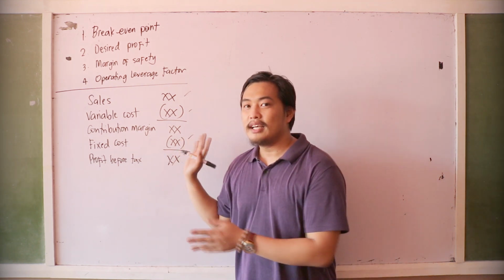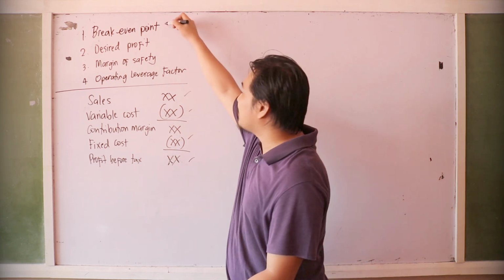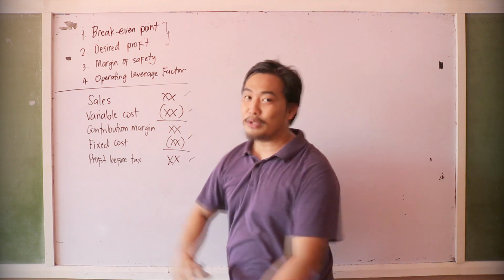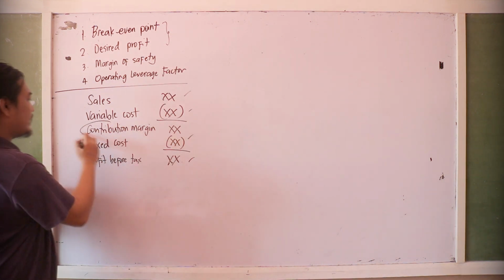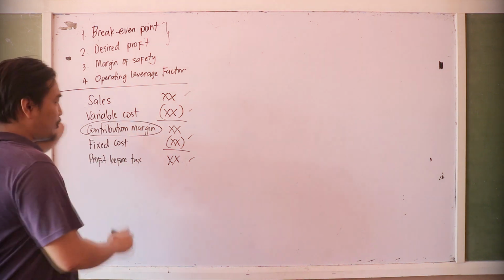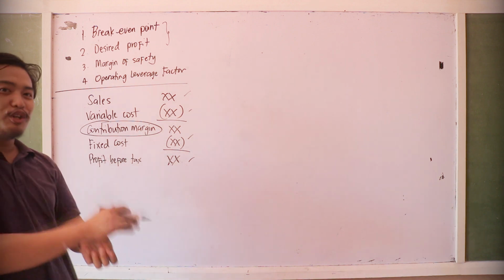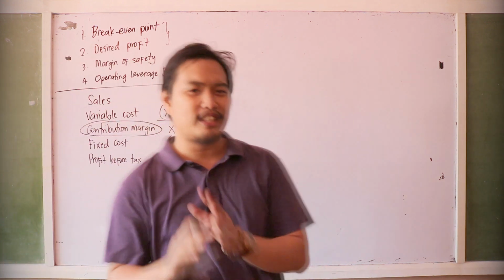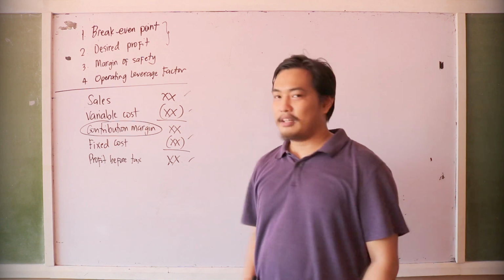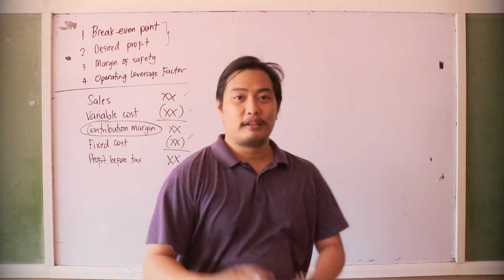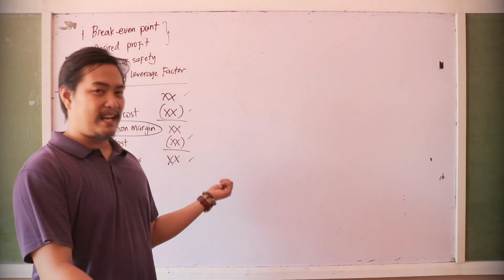So ito talaga yung gagamitin natin. We will be using this contribution margin income statement format very heavily sa pag-solve natin, lalong-lalo na dito sa unang dalawa, sa break-even point at sa desired profit. So, ang highlight dito is yung contribution margin. Among the items listed here, siya yung wala dun sa cost, volume, and profit, di ba? So, sa title ng lesson, meron tayong cost, volume, and profit. Pero yung contribution margin hindi nabanggit.